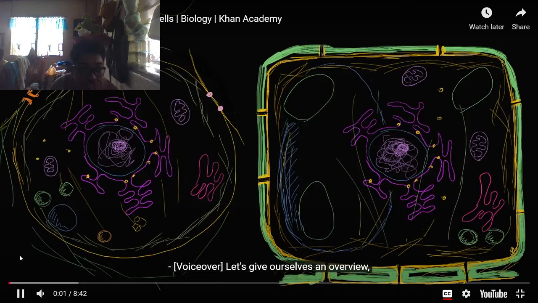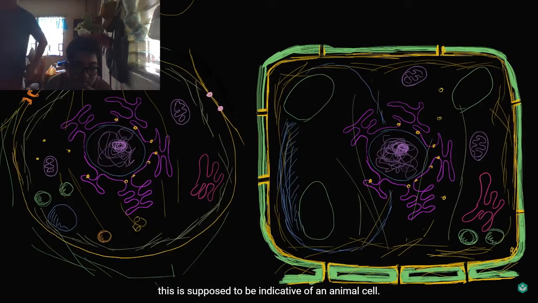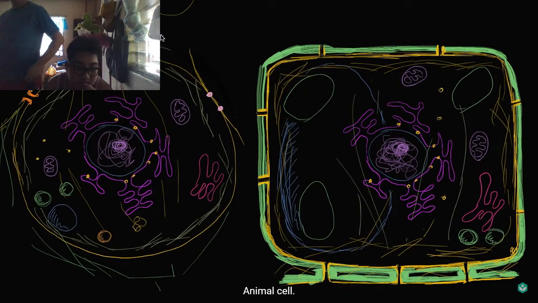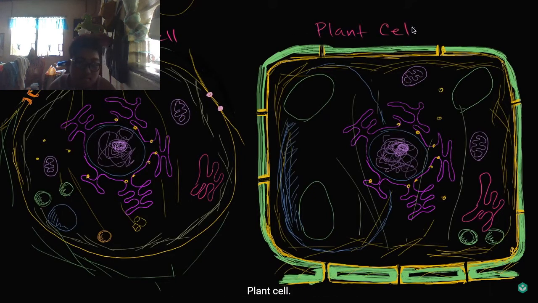Ourselves an overview or synthesis of all that we've learned about plant and animal cells. What I have over here on the left is supposed to be indicative of an animal cell, and what I have on the right should be indicative of a plant cell. So let's start with what's outside of the cell.